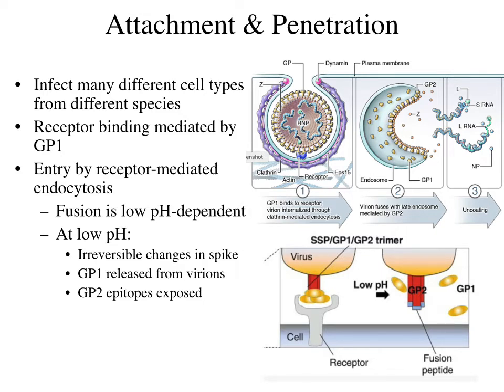Under acidic pH, GP1 dissociates and liberates the fusion peptide of GP2, triggering fusion between the viral and cellular membrane. So this is just another example of how low pH is required to have the change that allows for fusion. And then with fusion, you get release of the RNPs into the cytoplasm for uncoating.